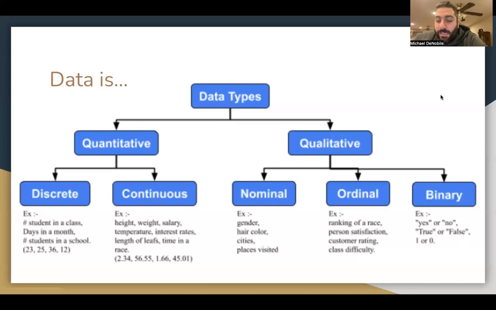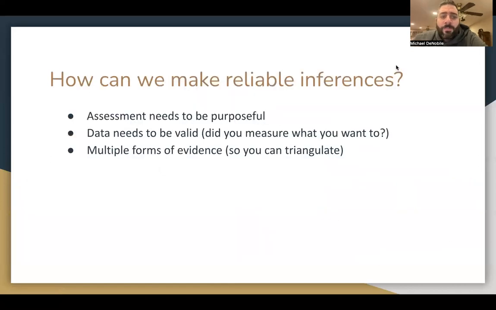And then we have binary data. Binary data is data in which there are only two outcomes. So yes or no, true or false, ones and zeros, so that we can convert the data into a binary set on the other end. So how can we make reliable inferences?